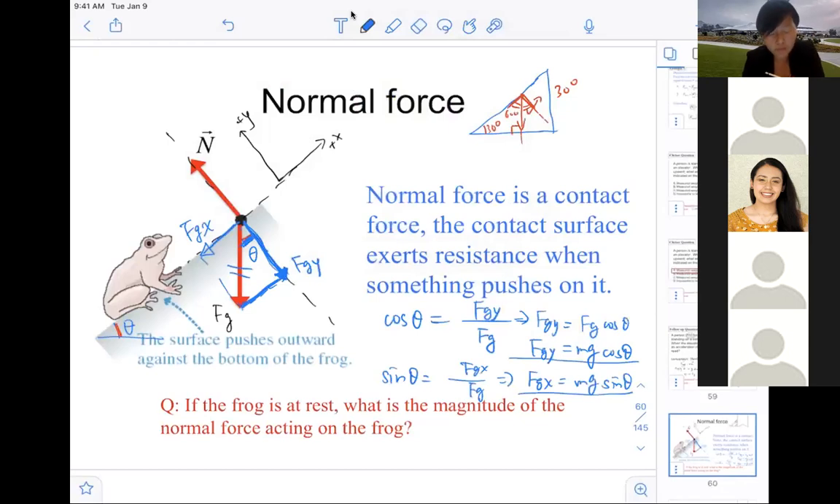All right, so any questions? Is it clear how to break down the gravity into components? I just want to make sure I'm not spending too much time on this or not explaining it enough. So are we good on the components?